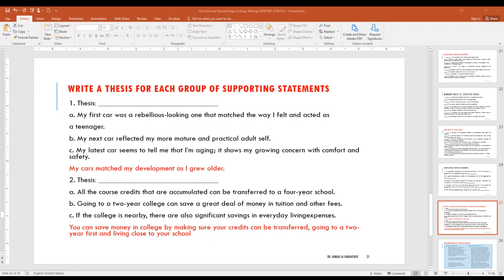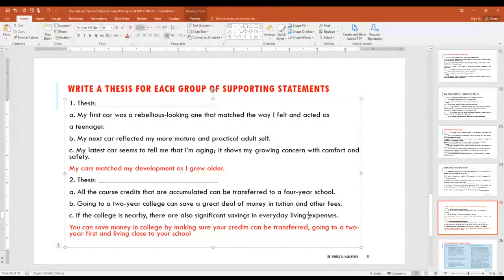Look at the second exercise here. All the course credits that are accumulated can be transferred to a 4-year school. Going to a 2-year college can save a great deal of money in tuition and other fees. If the college is nearby, there are also significant savings in everyday living expenses. Here, they must be separated. I have to have a space here. All right.